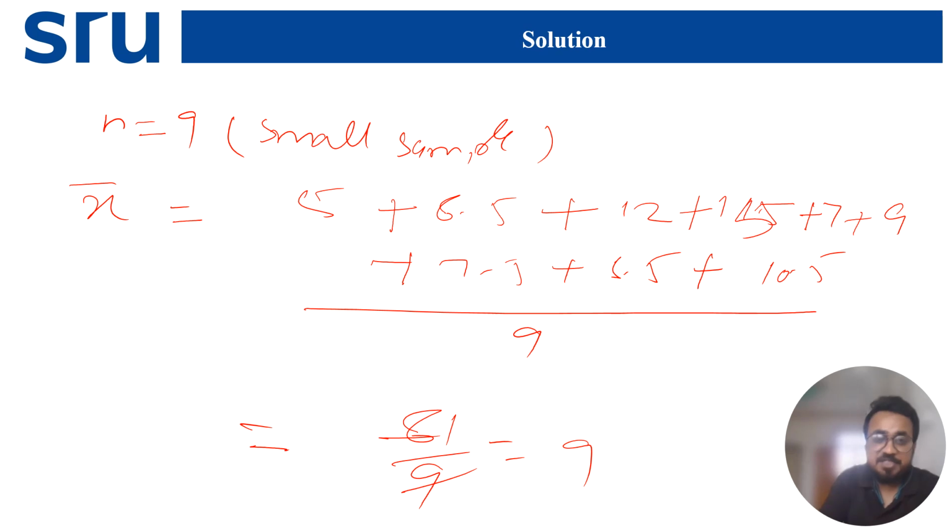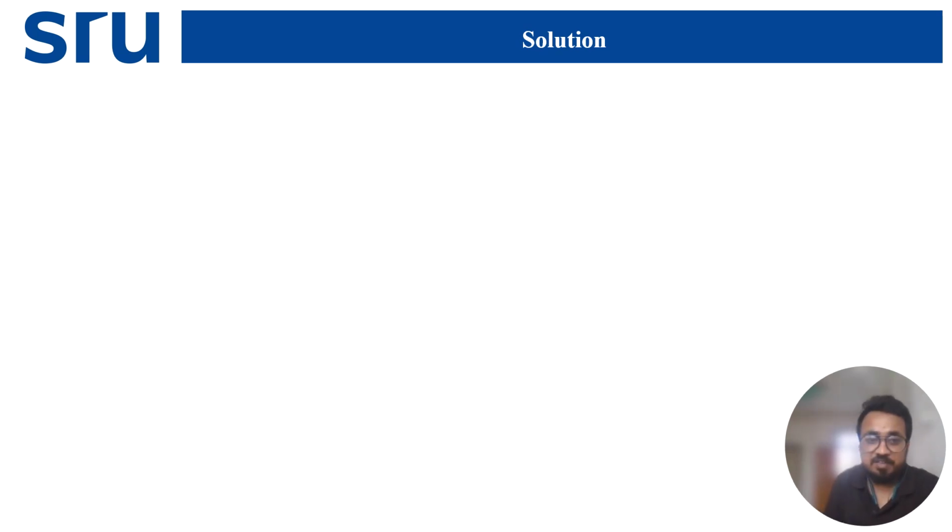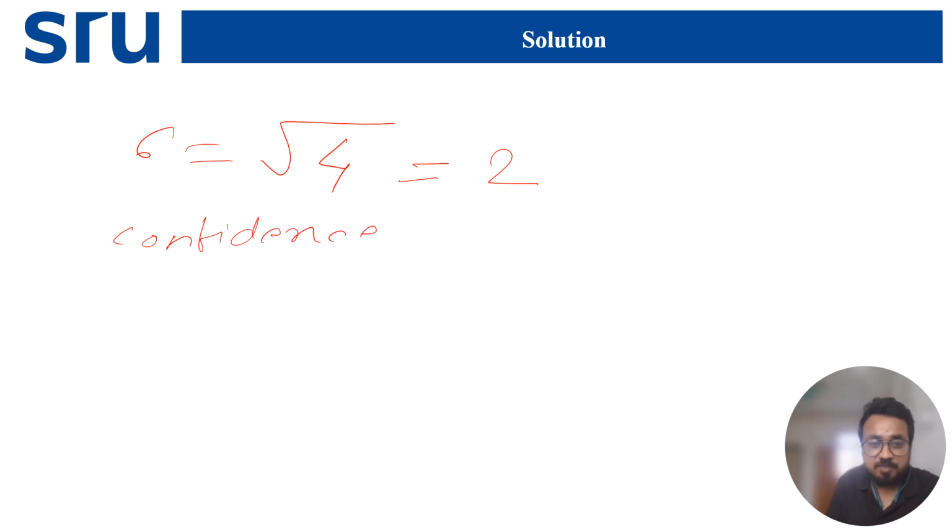What is the value of the standard deviation? Sigma equals the square root of the variance, that is 4, so this is equal to 2. And what is the level of significance? The confidence level of significance is given to you.